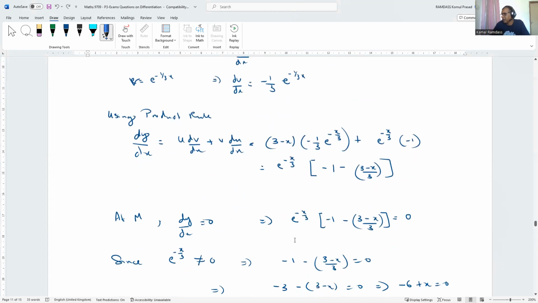OK? Et which is equal to, ça veut dire, on prend ça, e to the power of minus x over 3, qui est lié à the common factor outside this expression, et on multiply by minus the 1. On tire outside, minus the 1, plus ça, minus the 1/3 times 3 minus x. Ça veut dire, on laisse minus là, et on met ça en bracket, 3 minus x divided by 3.